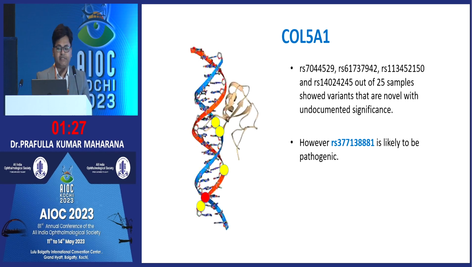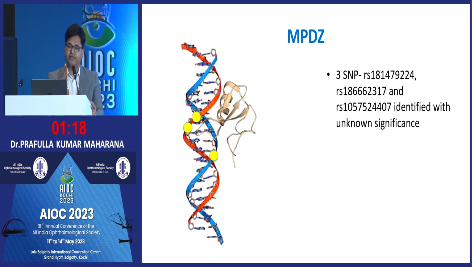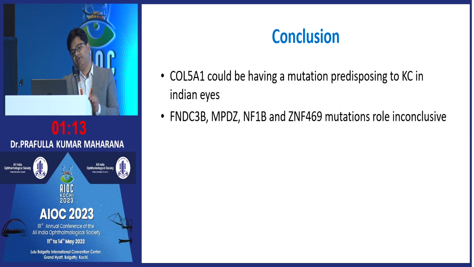So out of this, COL5A1 has 4 unique mutations, and one mutation which was labeled as likely pathogenic. For the rest of the genes, we had unique mutations, but all of them were of uncertain significance. So this brings us to the conclusion of our study: although the sample size was small, so it cannot be hard evidence, COL5A1 mutation may have some role in the onset of keratoconus in Indian subjects. The rest of the four genes have some unique mutations in Indian eyes. What their exact role is, is not known.